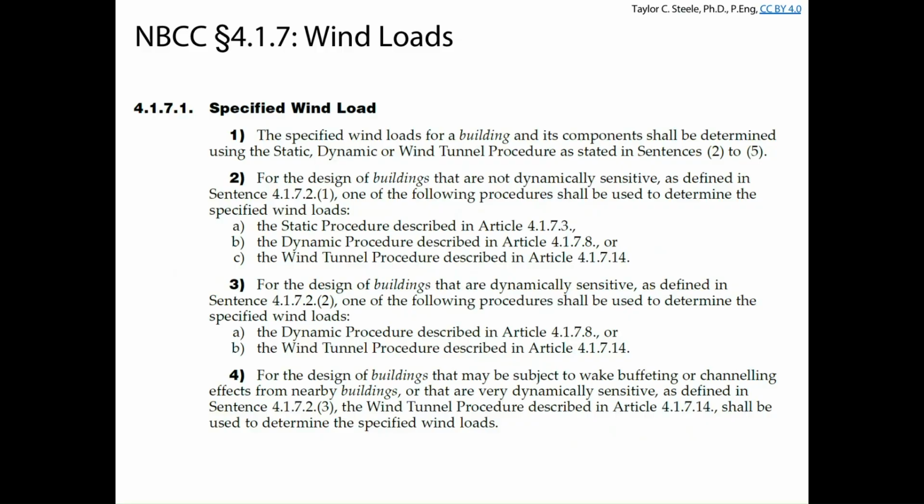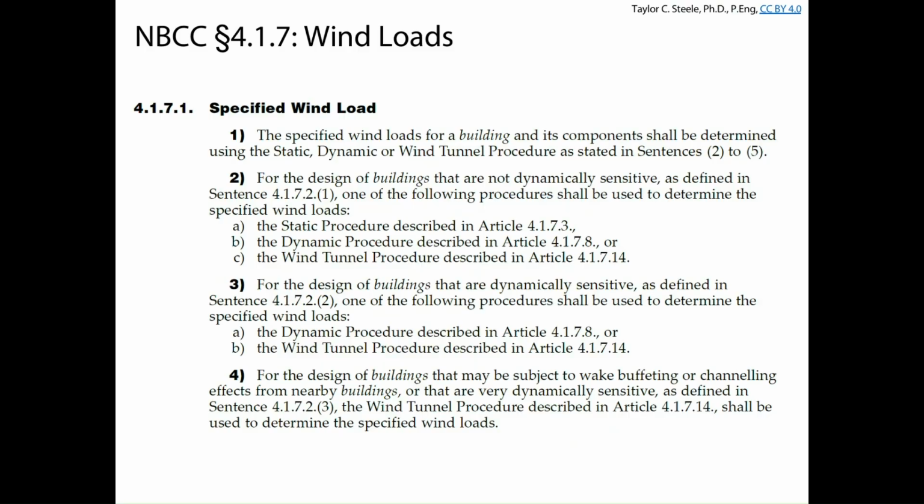The first thing we need to do is determine what procedure we need to follow to calculate the wind loads. This is boring, but basically all it says is we have to determine what the wind loads on a structure are going to be using either the static procedure, a dynamic procedure, or a wind tunnel procedure. So for simple structures that are short, it says for buildings that are not dynamically sensitive, and that's a loaded term, I'll show you what that means in a second, we can use the static procedure.